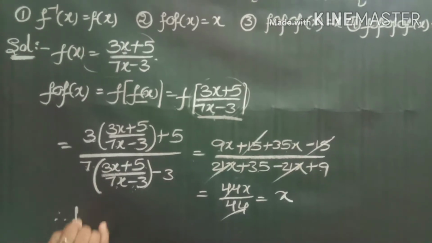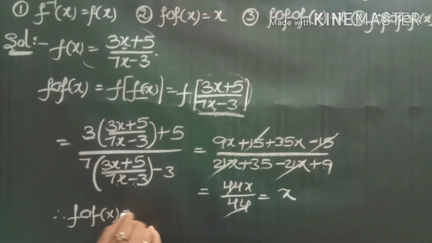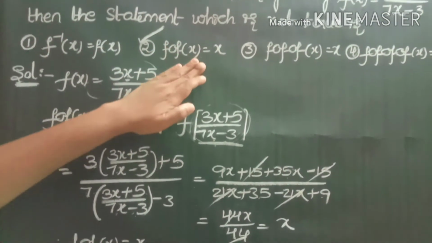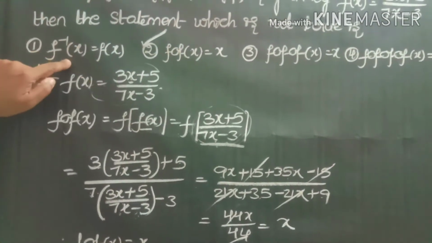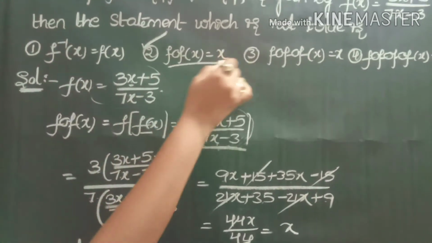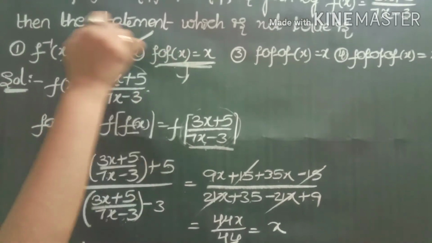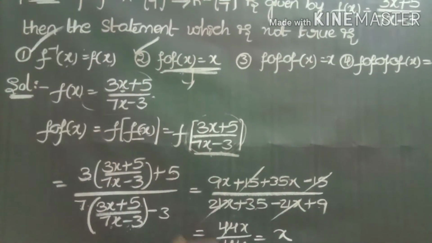Therefore f∘f(x) is equal to x. So f∘f(x) equal to x means the second option is correct. Now coming to the first case, f∘f(x) equals x means this is nothing but f inverse of x is equal to f. So these two conditions are the same. Therefore this is also a correct answer.